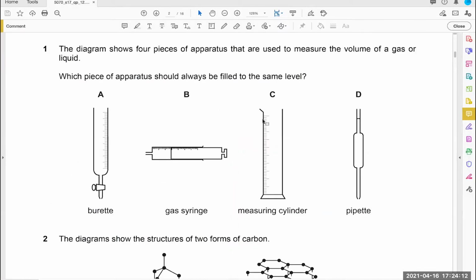Right, so this is summer 2017, paper 1, variant 2 to the one that we have locally. All right, so what is it saying? Which piece of apparatus should always be filled to the same level? What are we trying to do here?